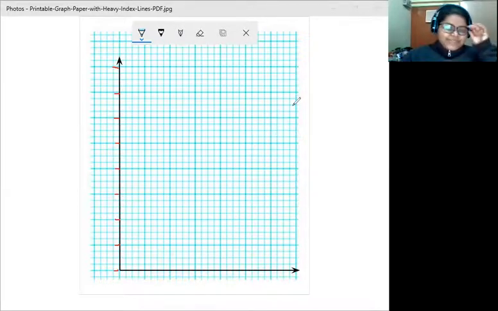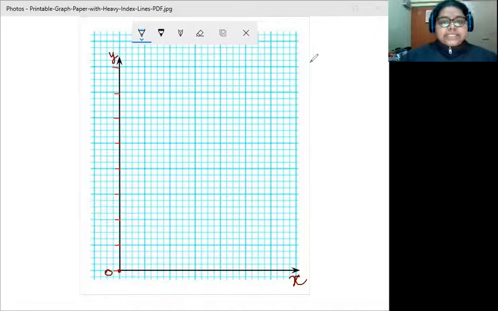Good morning, students. Today, I'm going to explain to you how to draw a graph on a graph paper. In the previous video, we had seen the basics of what is a graph, what are its axes. We have to remember to write the axis also. This is your y-axis, this is your x-axis. Now this is your origin. Wherever there is an origin, put it at 0.